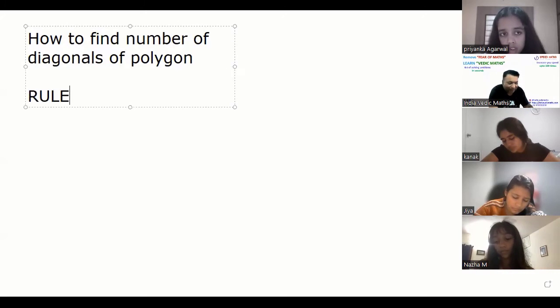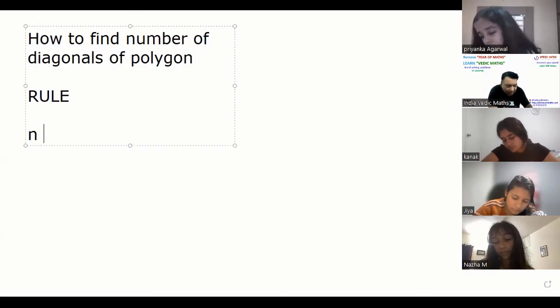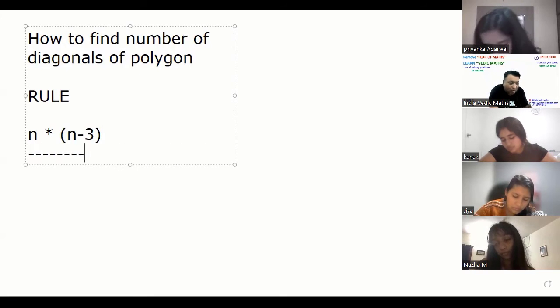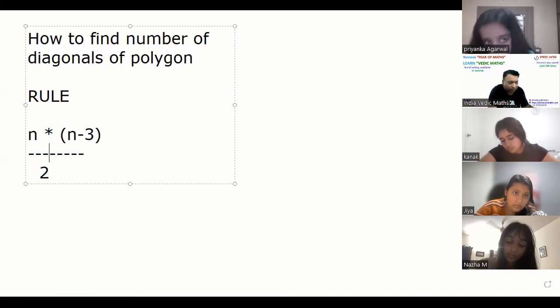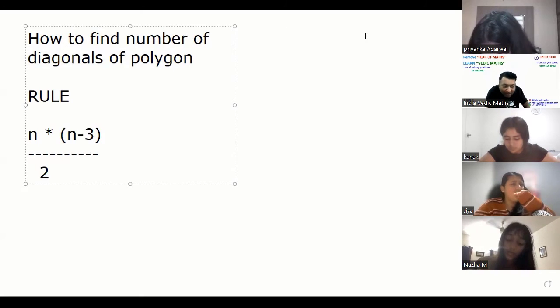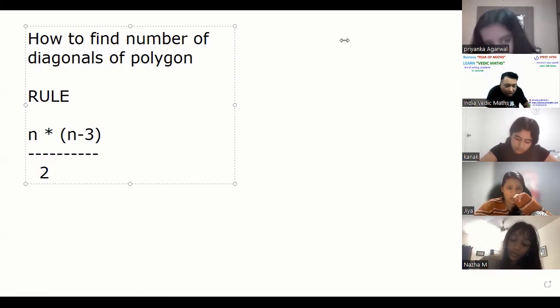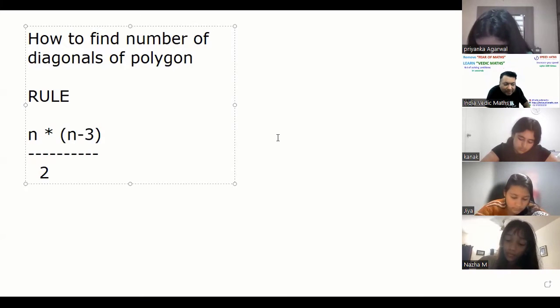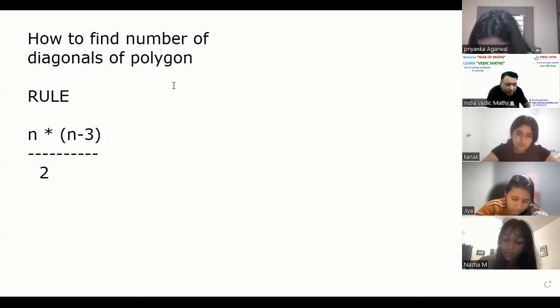The rule is very simple. n multiplied by n minus 3, divided by 2. Write this down. Everyone, write down this rule. To find the number of diagonals in a polygon, n times n minus 3 by 2. Square.